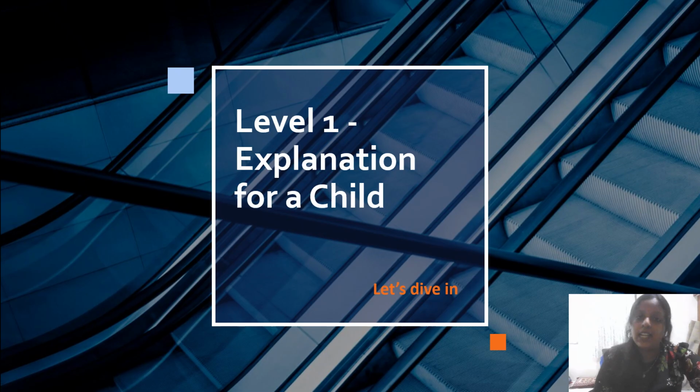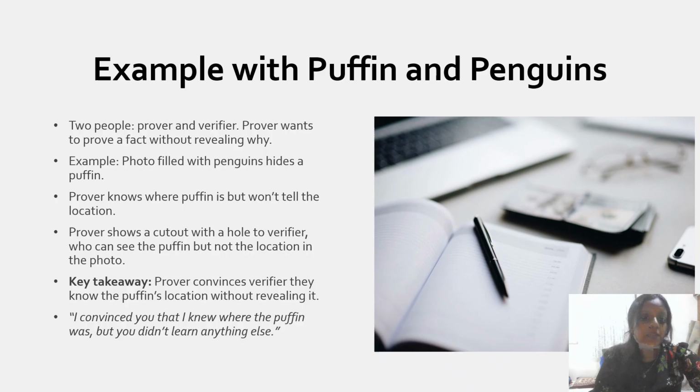So let's start with the level 1 explanation. Here I'll be explaining it as I would explain it to a child, in layman terms in short. To simply explain this, we'll have to imagine a photo full of penguins wherein a puffin, that's another kind of animal, or a Waldo in this case, is hiding inside it. I know where the puffin is, but I don't want to tell you where exactly its location is inside the photo full of penguins. So I can tell you I know it.